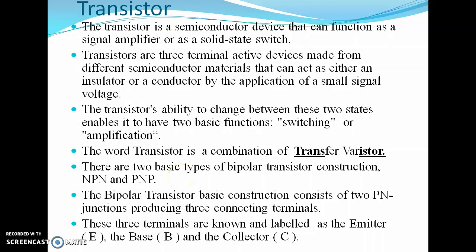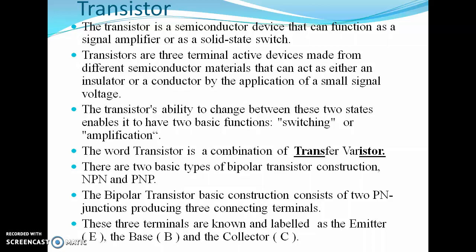So now transistor. So basically we have seen that transistor is also a semiconductor which has three terminals. There are two functions of transistor. First is switching, and second function is it is used as signal amplifier to boost the signal. Now there are two basic types of bipolar transistor we have seen. First is NPN transistor and second is PNP transistor.